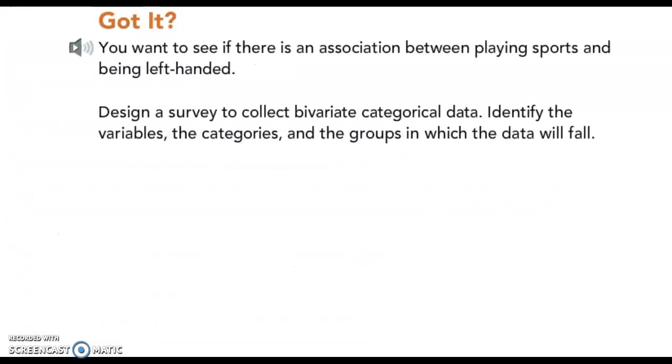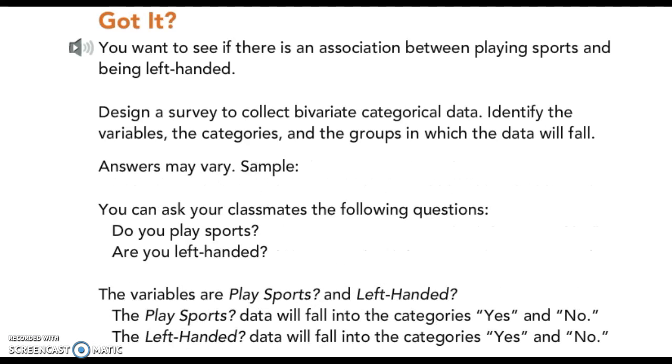Okay, so you want to see now if there is an association between playing sports and being left-handed. So we're going to design the survey to collect bivariate categorical data. So bivariate, we need 2 questions. Identify the variables, the categories, and the groups in which the data is going to fall. So your first question is going to be, do you play sports? Yes or no? And are you left-handed? Yes or no? Because our first question is, we want to know, just are we playing sports? And then are we left-handed?